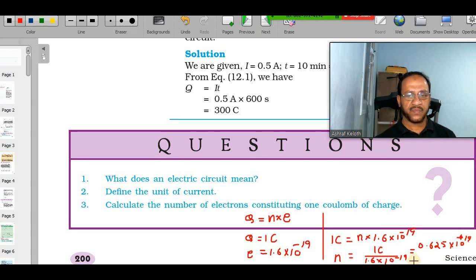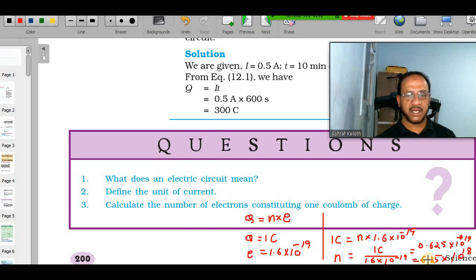Or we can write, if I move one more decimal, 0.625 as 6.25, then into 10 to the power, what will come? 18. Because plus 19 means this decimal we should move 19 times towards the right side. Here already we moved one step, so we are putting the decimal here after 6. One step is moved, then remaining is 18. So 10 raised to plus 18 means 1 coulomb of charge is constituted by how many electrons? 6.25 into 10 raised to 18 electrons.